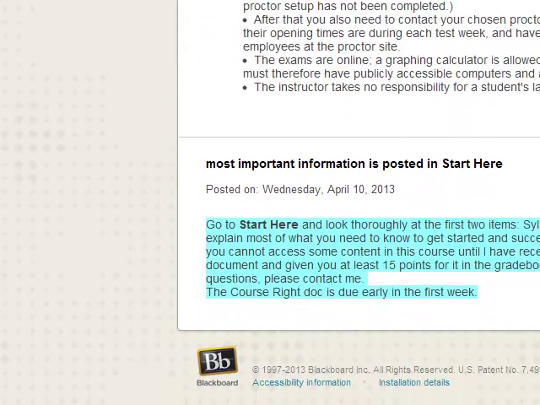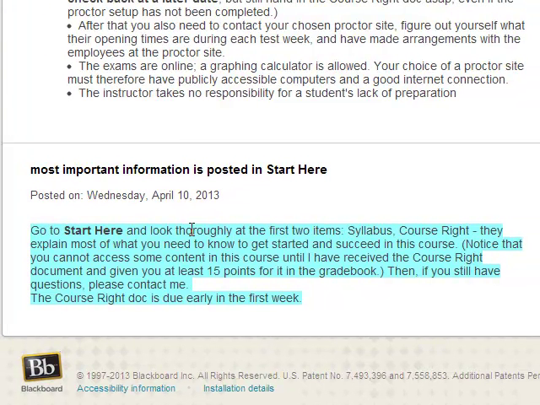This is the most important one here: you're supposed to go to the Start Here area and look thoroughly at the syllabus and the course rights document. We'll do that in just a moment. They explain it, and then you have to send that course rights document to me and get at least 15 points, and then certain starting-out assignments will open for you and you can really start the class. But I need that first so that I know that you understand what the course is about.